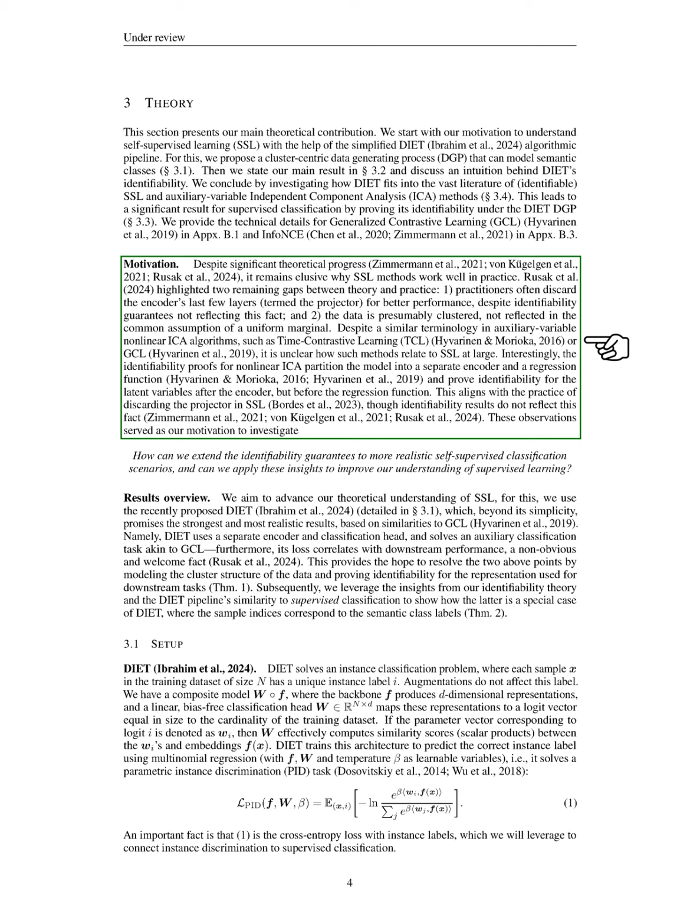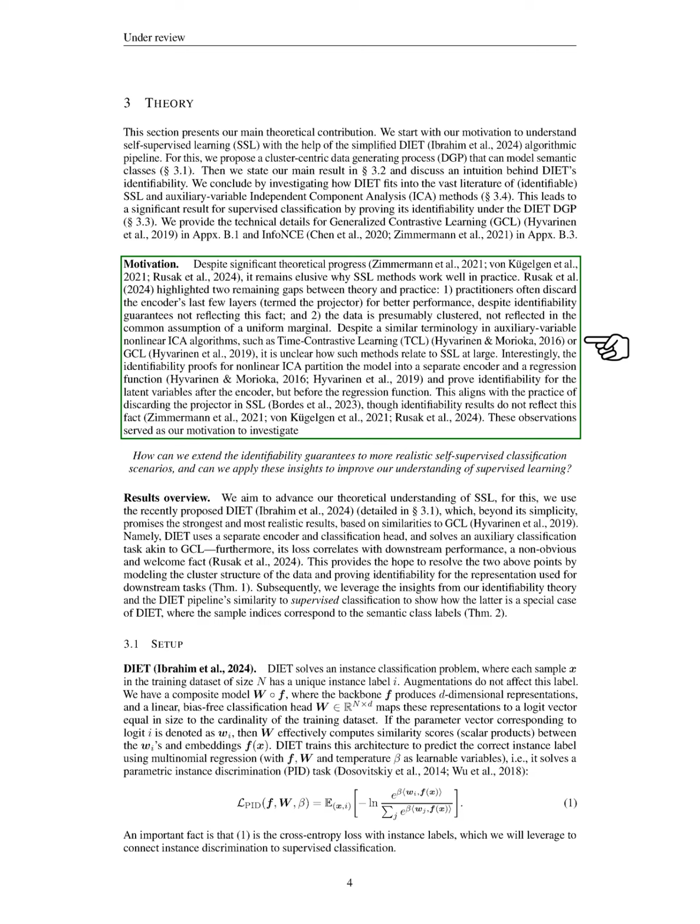We identified two gaps. First, practitioners often discard the last layers of the encoder for better performance, which isn't reflected in identifiability guarantees. Second, the data is likely clustered, contrary to the assumption of uniform distribution. While auxiliary variable nonlinear ICA methods share similar terminology, their relationship to self-supervised learning remains unclear.